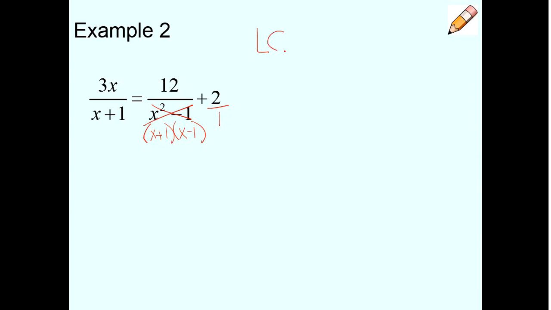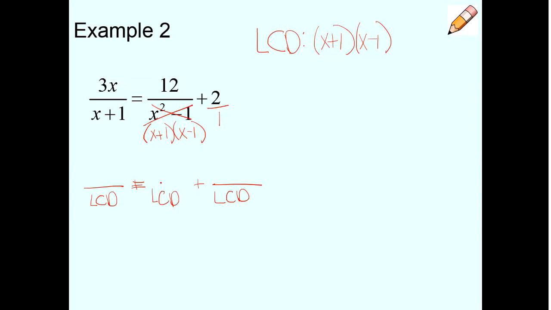So my LCD has to be, well, I have to take the x plus 1 from the first fraction. I already have an x plus 1 present. Let's take an x minus 1. And then a 1, he's technically in there, so we don't need to worry about that. So what I'm going to do, I found my LCD, right? So I'm just going to write LCD on the bottom of all of these. That way it saves my hand a little bit. There we go.